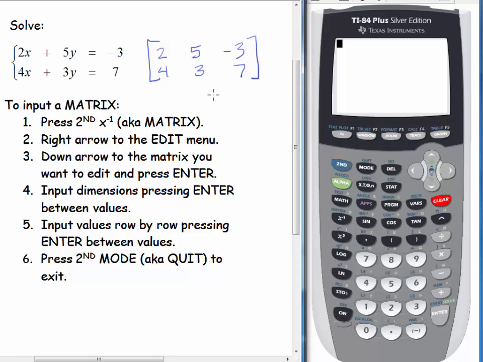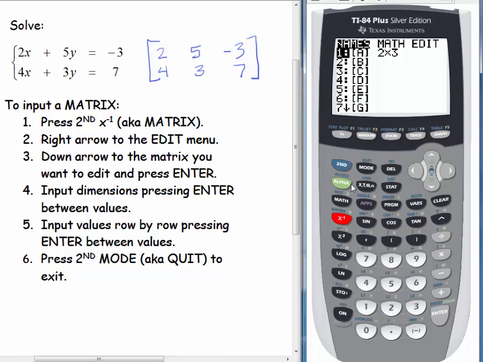To enter this into our calculator, we would press second and then the X inverse button, because this gets us to that matrix menu. Then we want to edit a matrix. So we're going to right arrow over here, and I'm going to put it into matrix B because I already have something in matrix A. I could also just put it in matrix A, but let's go ahead and put it in B.